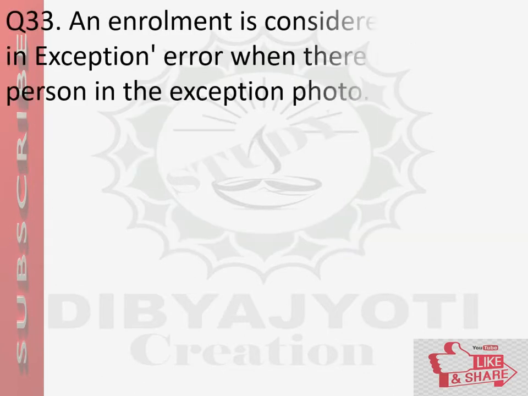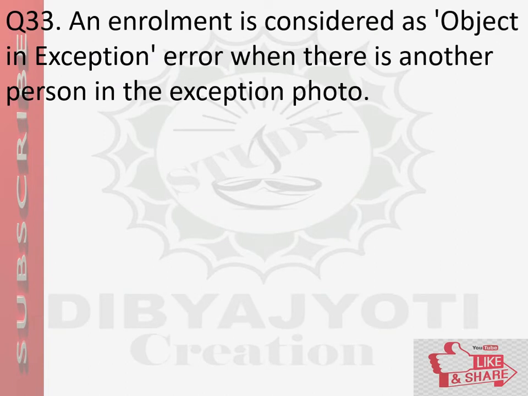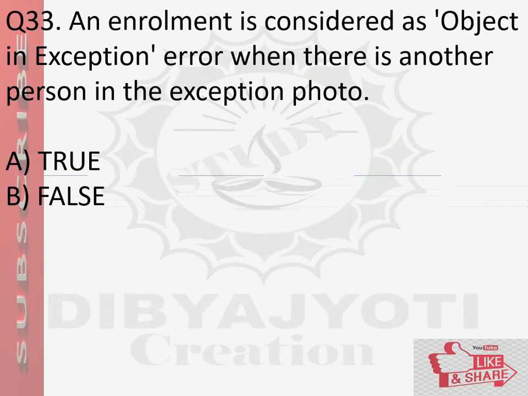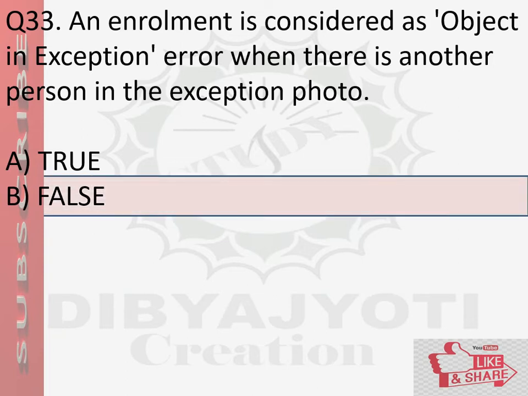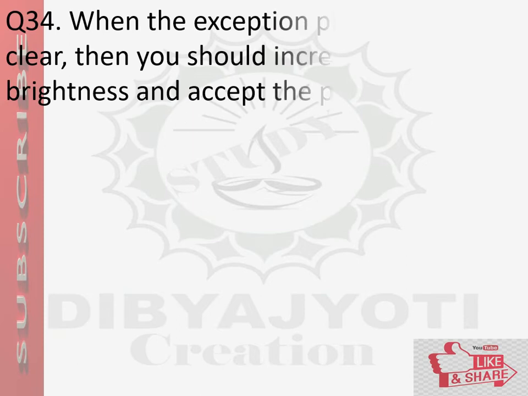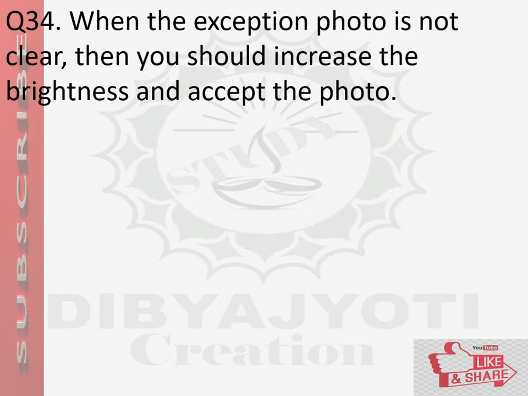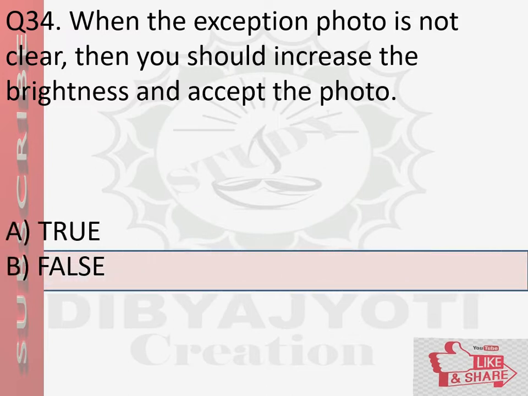Then next, an enrollment is considered as object in exception error when there is another person in the exception photo. Options are true and false, and answer is option B, false. The next, when the exception photo is not clear, then you should increase the brightness and accept the photo. Option A true, option B false, and answer is option B false.